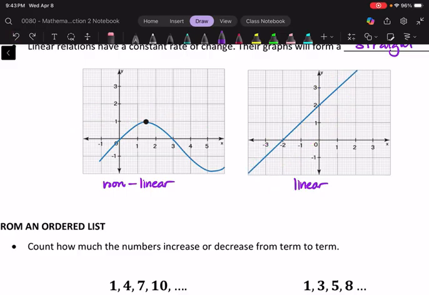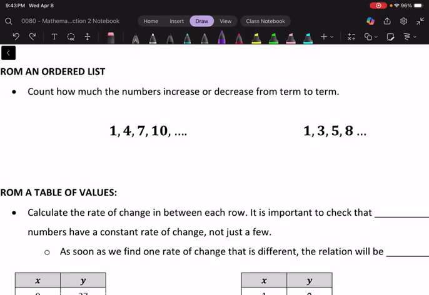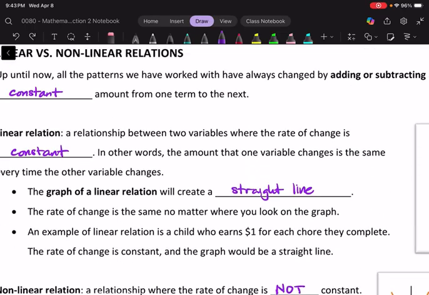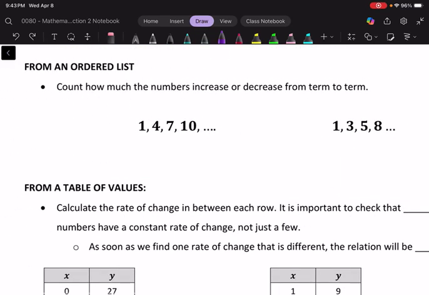From an ordered list, we want to look at what happens as we go from term to term. Again, we always want to be adding a constant amount, and that goes back to this definition over here. Changing by a constant amount. Here we've got a bunch of terms. To get from 1 to 4, we have to add 3. To get from 4 to 7, if this is linear, then we better be adding 3 again. And sure enough, if we take 4 and we add 3, we get 7.